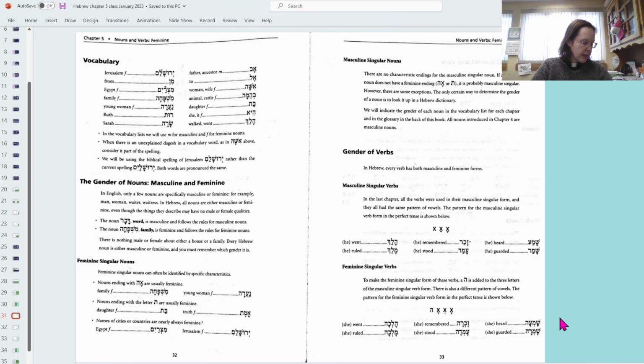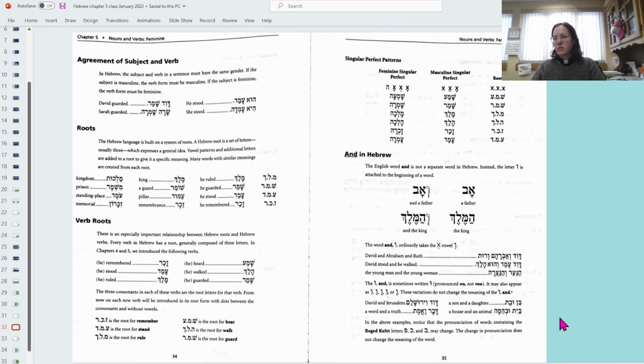She went would be halakha. She ruled would be malakha. Fascinating, right? Fascinating. Let's go to the next one. A good review.